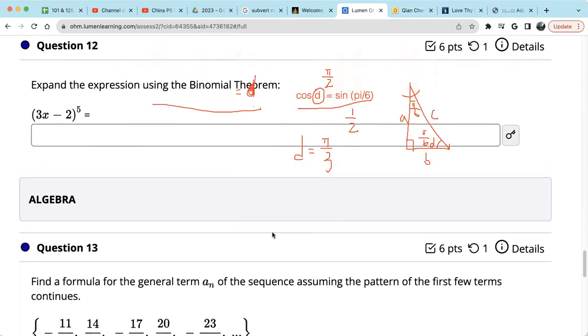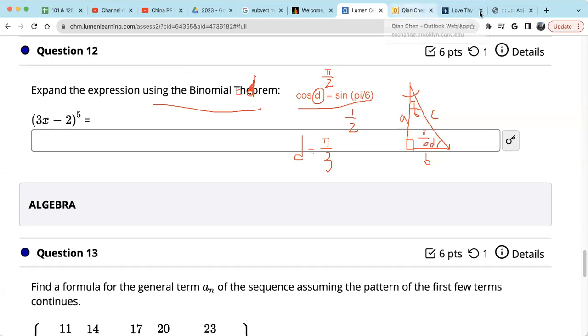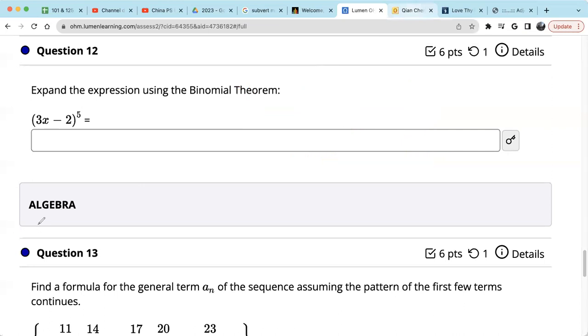Now let's see 12. For 12, we need to expand this binomial raised to the 5th power. That's right, raised by 5. So first we could use something called Pascal's triangle to construct the coefficients of each term. We know when a binomial is raised by 5, we'll get 6 terms, and each of the 6 terms has a coefficient.